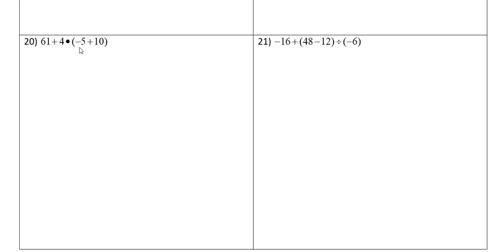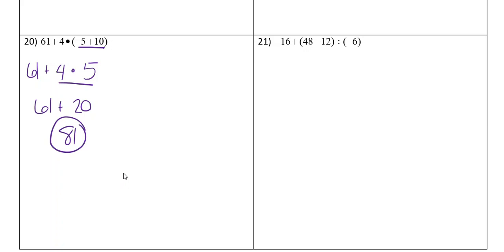So in this one, you have to do the grouping first. So I have negative 5 plus 10. That gives me a positive 5. All right, and then I have to multiply next. 4 times 5 is 20, plus 61, and then 61 plus 20 gives me 81. So that's 20. Go ahead, try 21 on your own, and when you're ready, unpause the video.